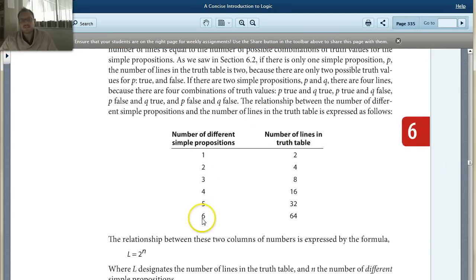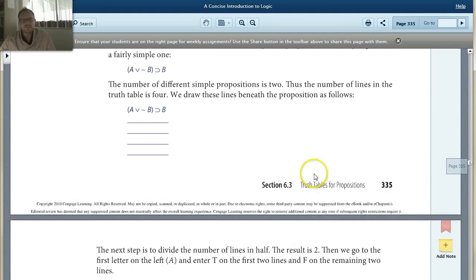You can see here, 6 lines is 64. I'm sorry, number of different simple propositions. I think it's easier just to say unique variables because that's easier for me to remember than the way they sort of word this. The wording is sort of odd.